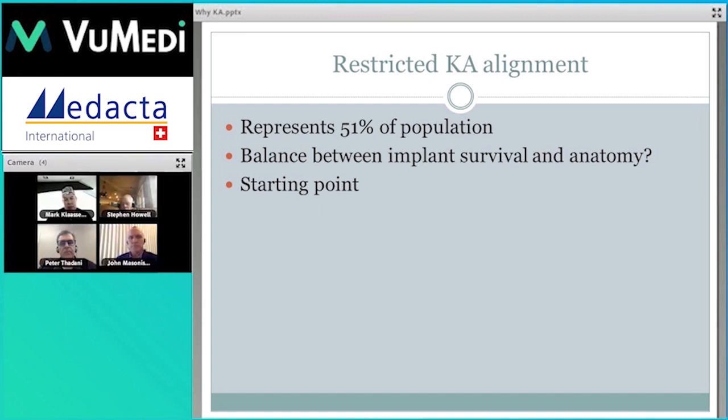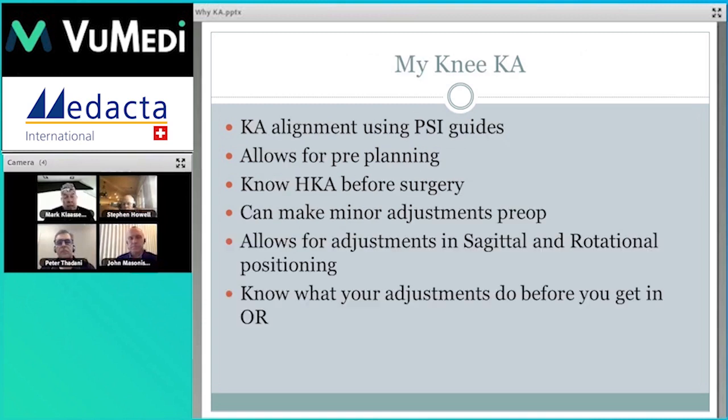And so the question becomes, do you try to balance between implant survival and anatomy? And I think this is a starting point. What I've done is I have done my knee kinematic alignment, and this is a PSI guide. I have a lot of experience with PSI guides, and I find that this has really helped me not only to educate myself about kinematic alignment, but also to be comfortable that I'm not getting into a situation which I don't want to do. So it's a kinematic alignment using PSI guides.